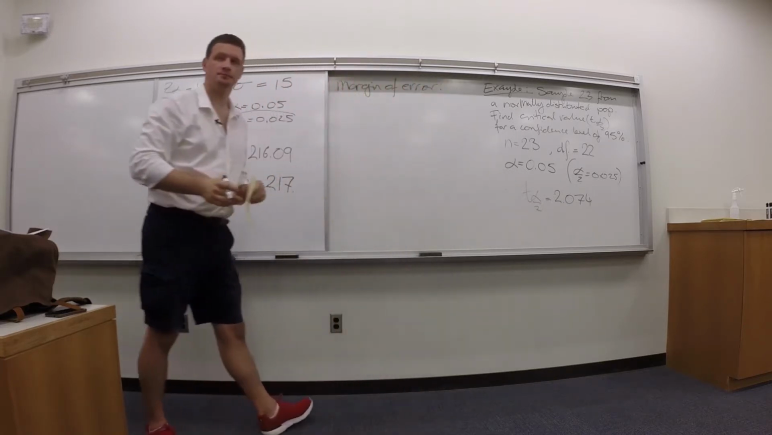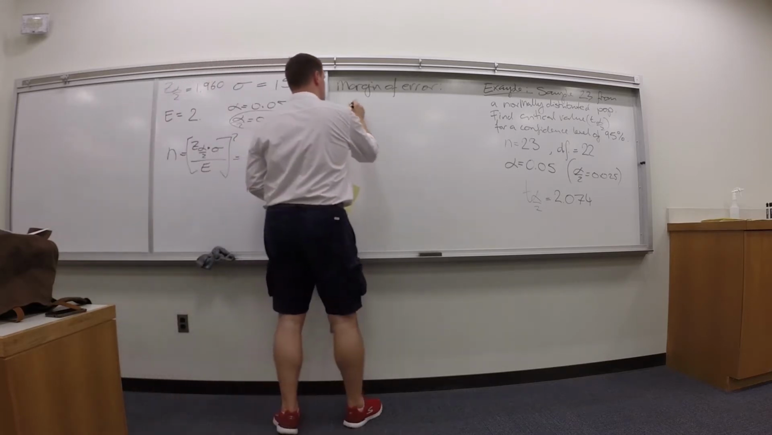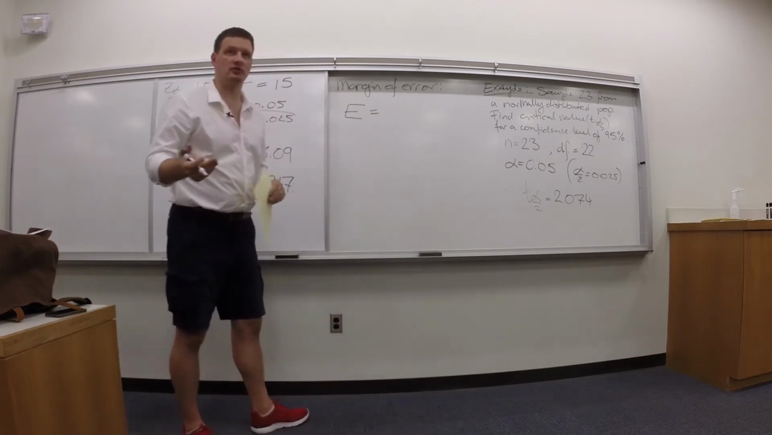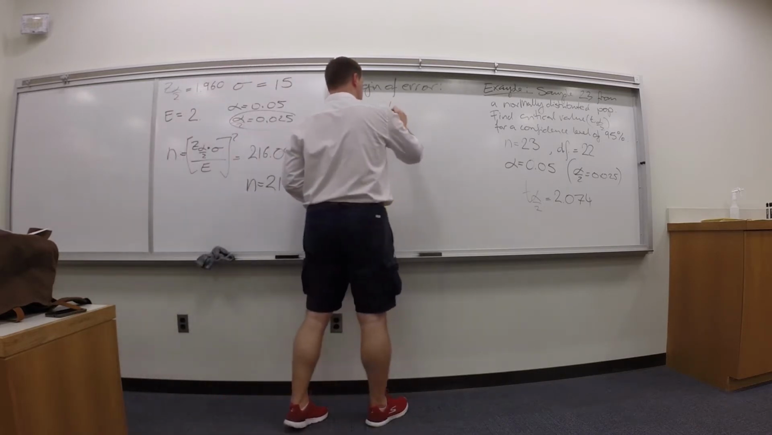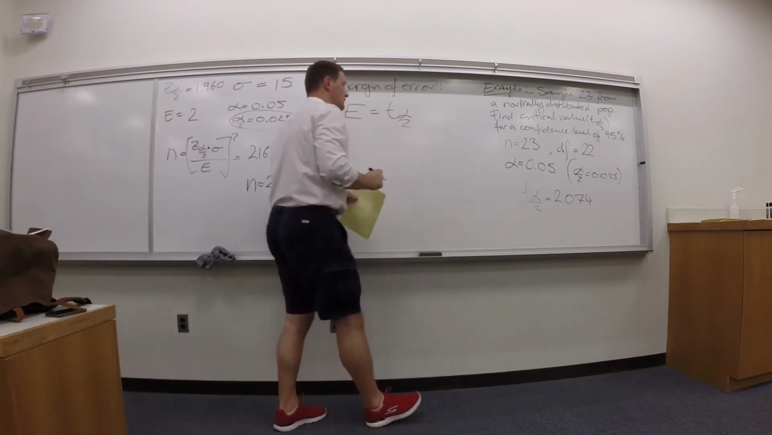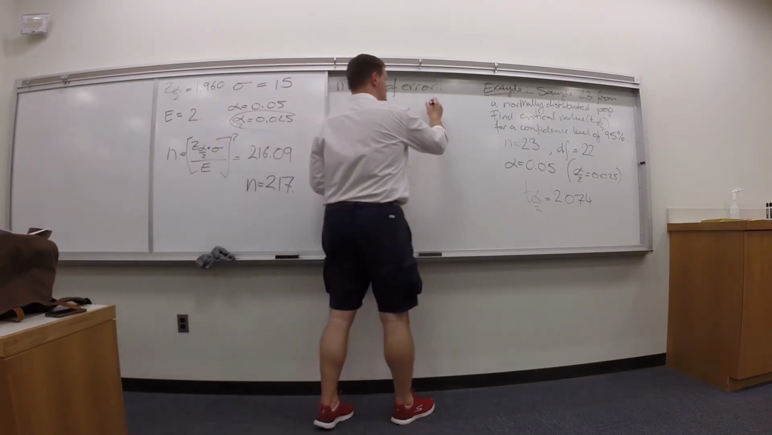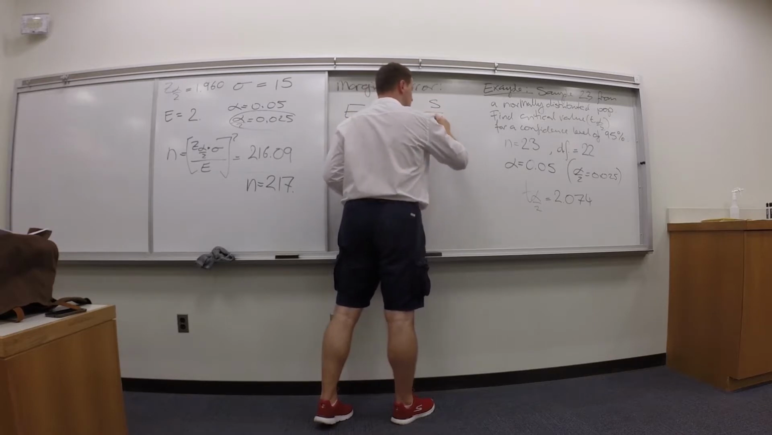Margin of error. In this case, it's E. We cannot use Z alpha over 2, so we're using T alpha over 2. We cannot use sigma, so we use S. And then square root of n is the same.